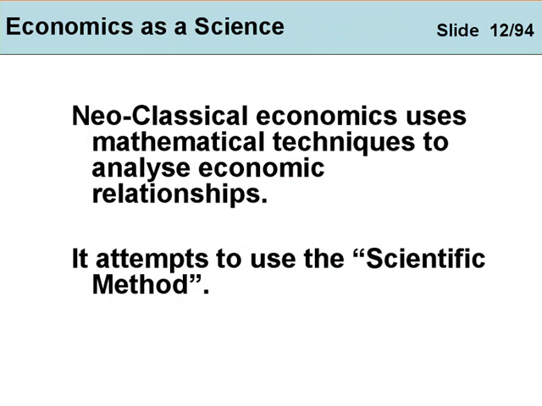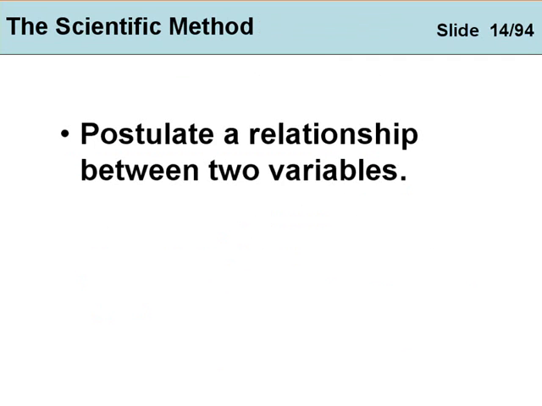Now let's have a look at the scientific method, and this may get a little abstract, but let's go through it anyway. It's very important that we understand what we mean by the scientific method. For a start, we deal with a relationship between variables. Let's say two variables. We postulate a relationship. We state a relationship. Something is causing something else. A is causing B.